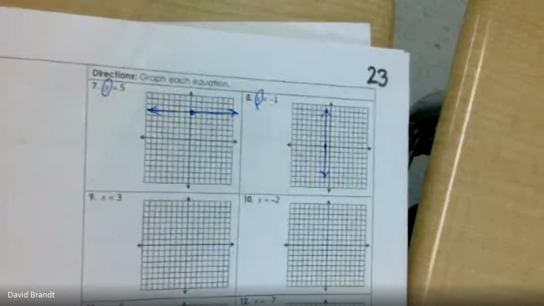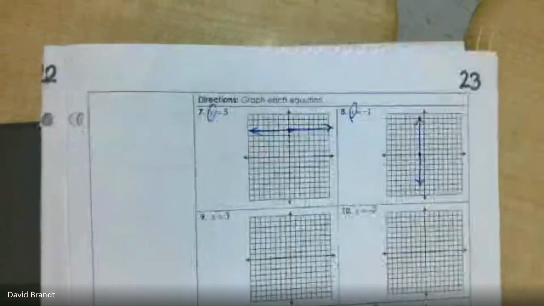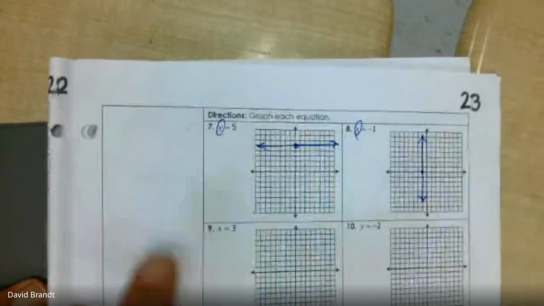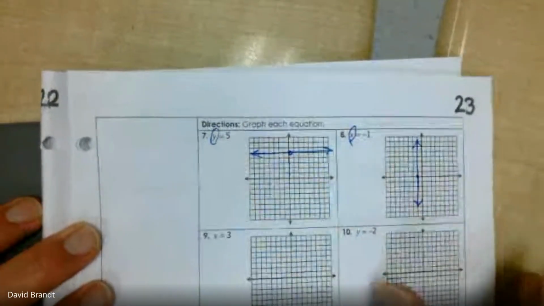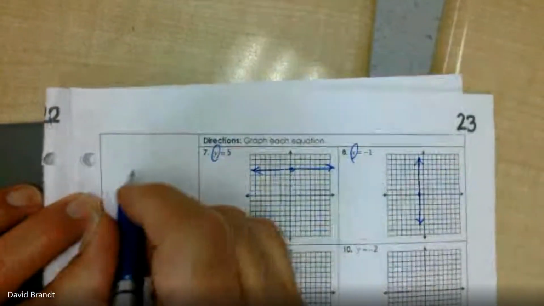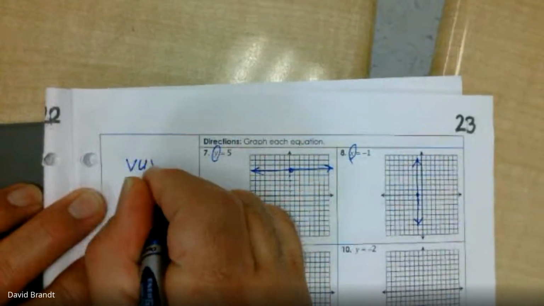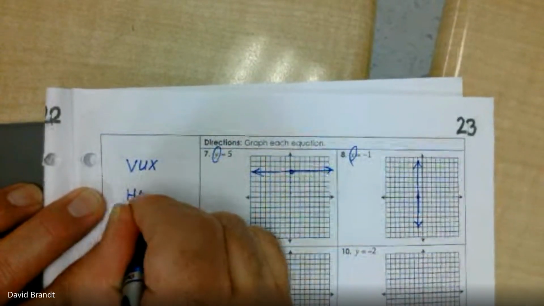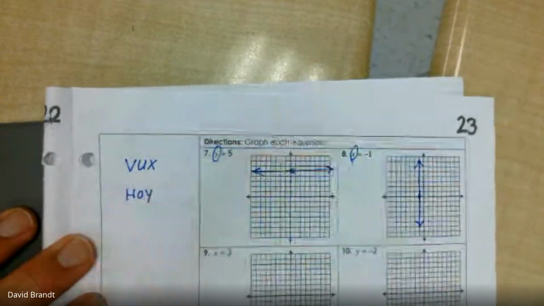Anyway, still on page 23, I'm going to show you a little way to remember horizontal and vertical, and introduce you to two people with very silly names. Here's a way that you can remember horizontal and vertical. Let's write that over here. Got two friends named VUX and HOY. This will help you remember horizontal and vertical.